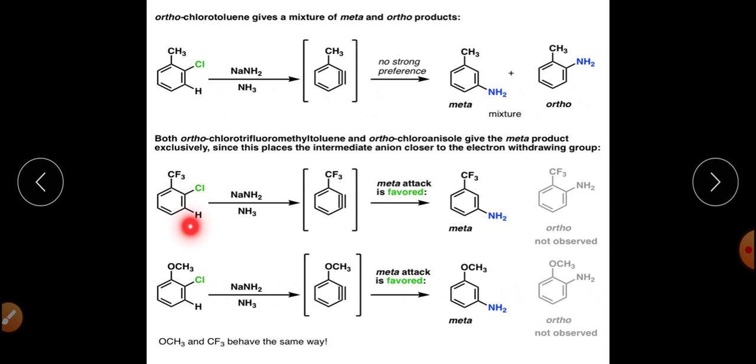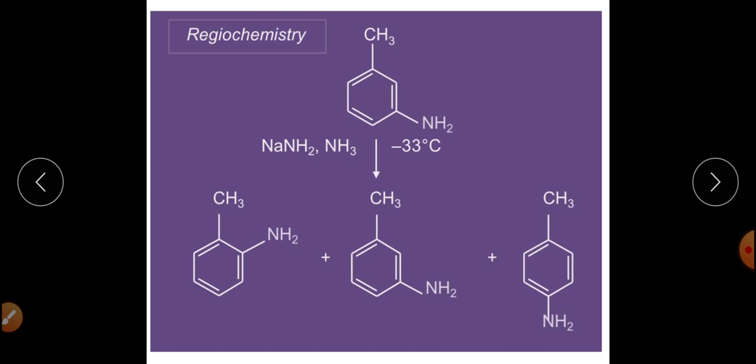For example, this is your CF3 and this is your chlorine. So this will be the only benzyne that has been synthesized, right? When we talk about this one, it can attack at the meta position as well as at the ortho position. So the meta attack will be the favored attack. When we talk about this one, again this will be the benzyne that has been synthesized, right? So again the meta attack will be the favored attack in that position.